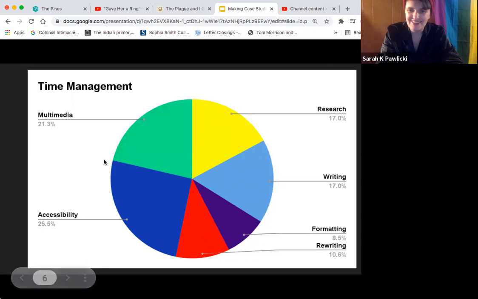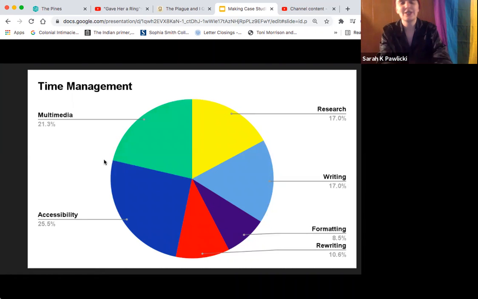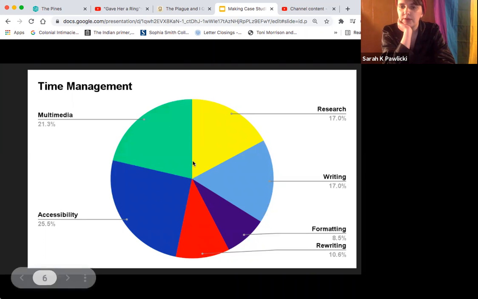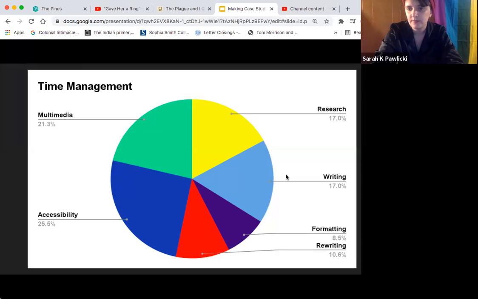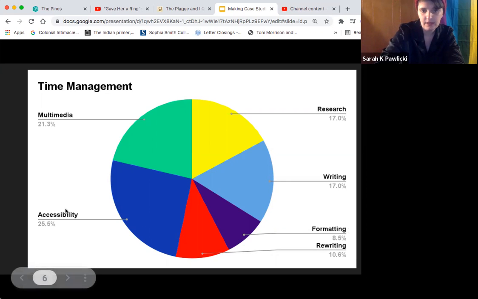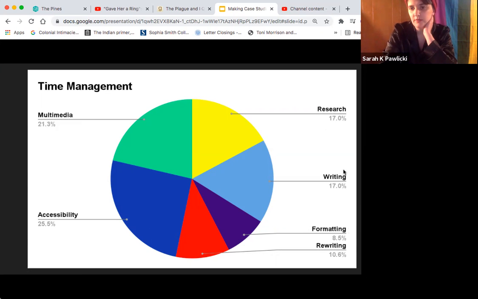Now, this pie chart is the time management portion of the presentation, because access, I think, also means making the process of writing a case study as transparent as is possible. So, for example, you can see here the different components of putting together a case study: research, writing, formatting, rewriting, accessibility, and multimedia. You can see here that research and writing usually take me about the same amount of time.